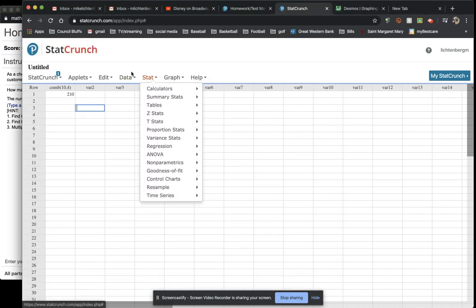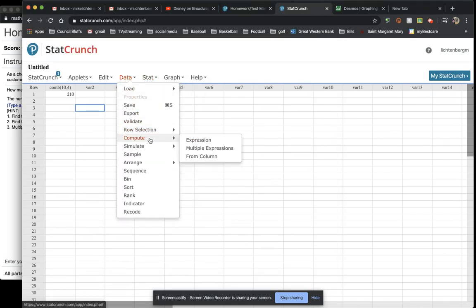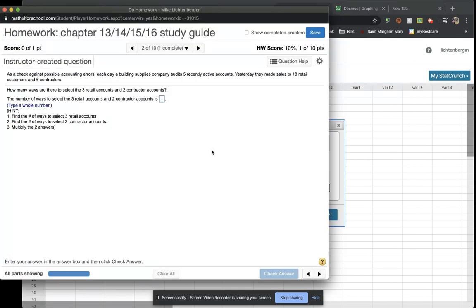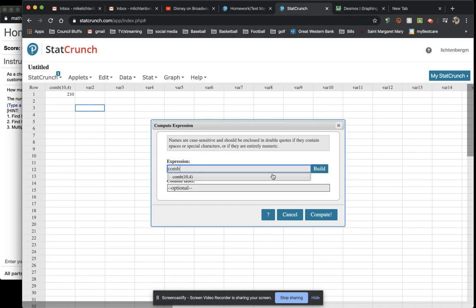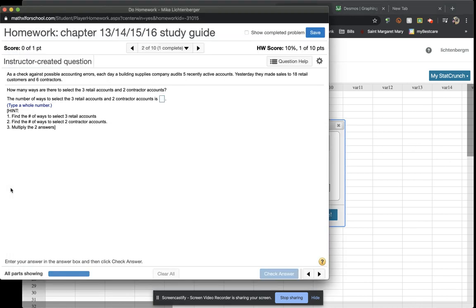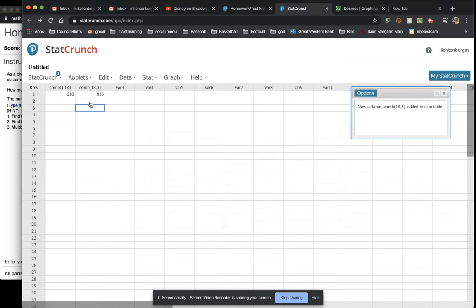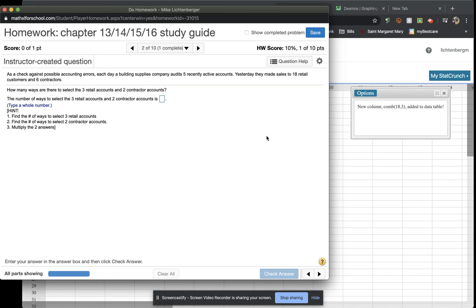So we're going to go on StatCrunch, so Data, Compute, Expression, and we're going to do COMB, parentheses. How many retail accounts are there? There are 18 total, and we want to choose 3. So 18, comma, 3. We're going to compute that. So that's the retail answer. And now we're going to do the same thing for contractors.